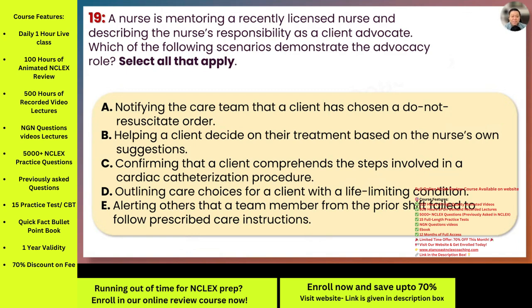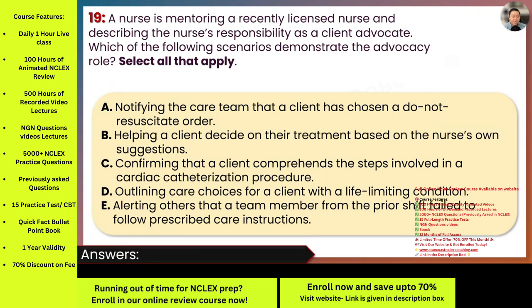Now, this test question is testing your understanding about advocacy, client rights, and also professional nursing responsibilities. And take note that nurses must support clients in making their healthcare decisions and also ensuring their rights and safety. And that's why the correct options here are letters A, C, and E.